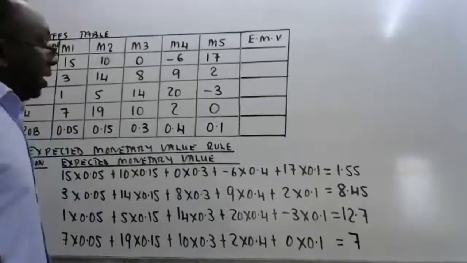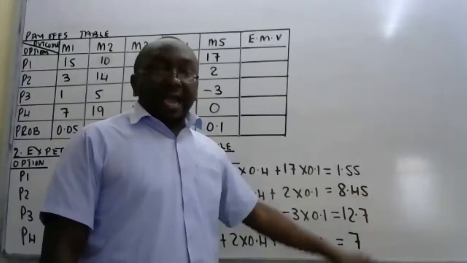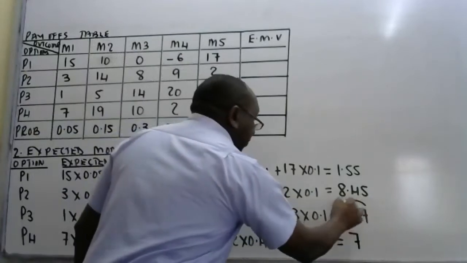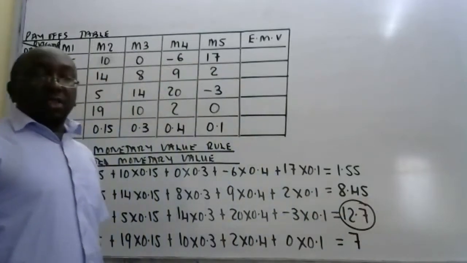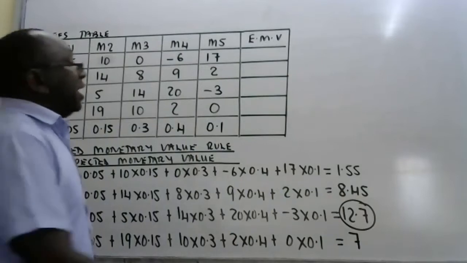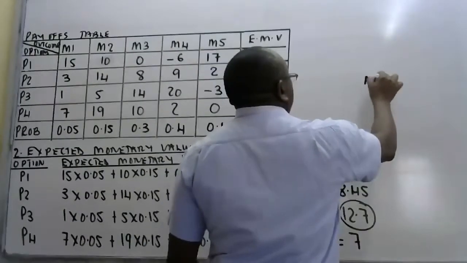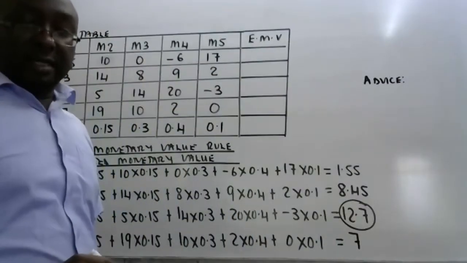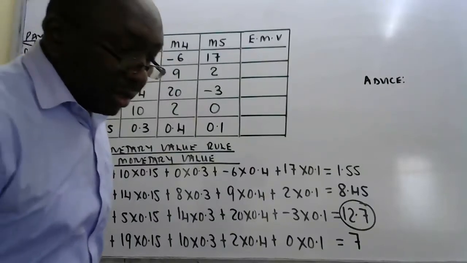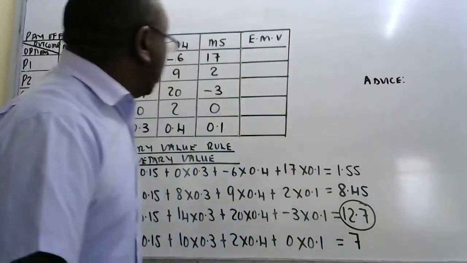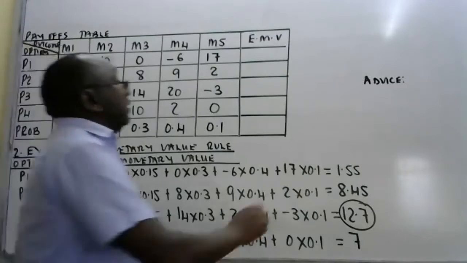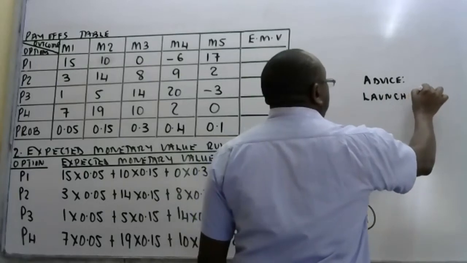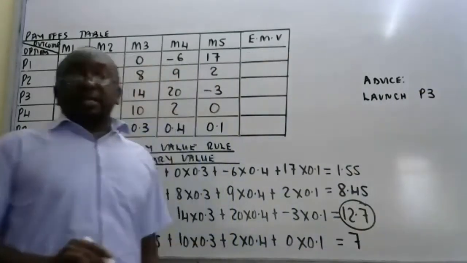So if we are okay, now this one, you select the highest of all. So the highest of all is this one. So we circle that. And that means the advice that we are going to give is that they should produce product P3. So we are going to tell our client that they should produce product P3.